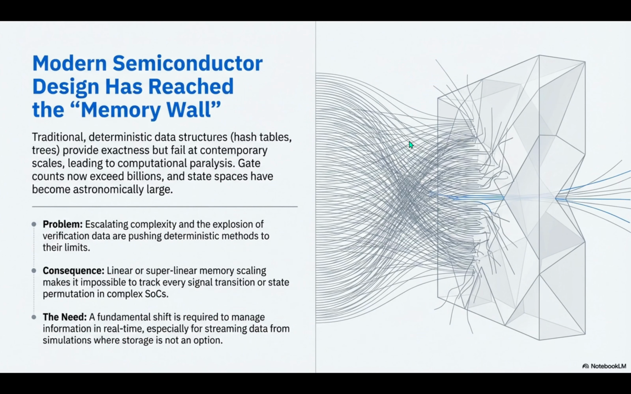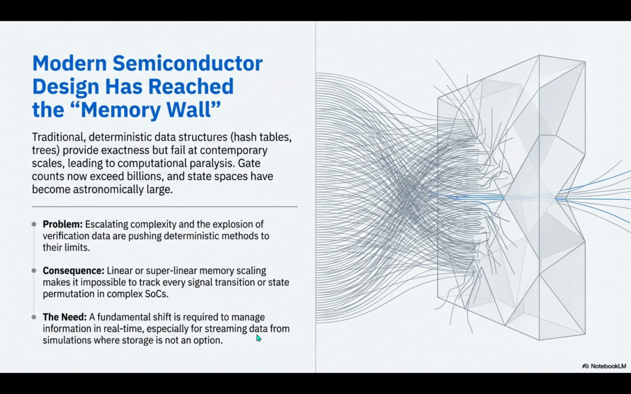The memory wall. Yeah. Your traditional data structures, all the things you rely on, like hash tables or complex decision diagrams, the classics, demand memory that scales linearly, or sometimes even worse, with the chip's complexity. So you run your simulations, you generate all this verification data, and then boom, your system just grinds to a halt. Because you've run out of memory. Completely. The memory you need to track everything just exceeds what's physically possible. It leads directly to, well, computational paralysis. So the bottleneck isn't processing power anymore. It's just the sheer volume of data we have to store and sort through in real time.